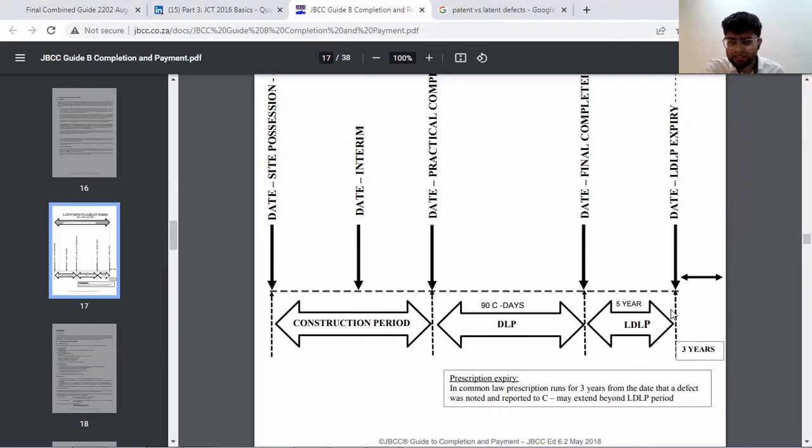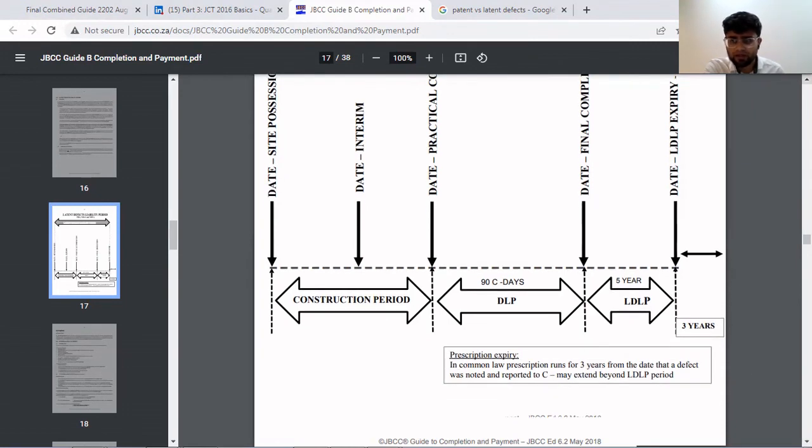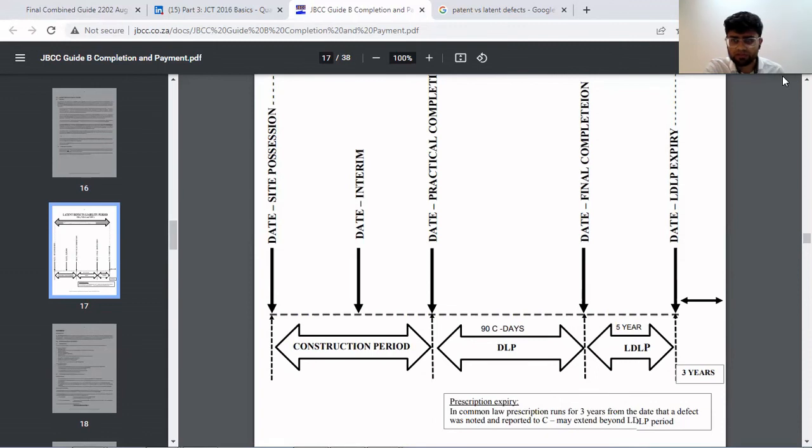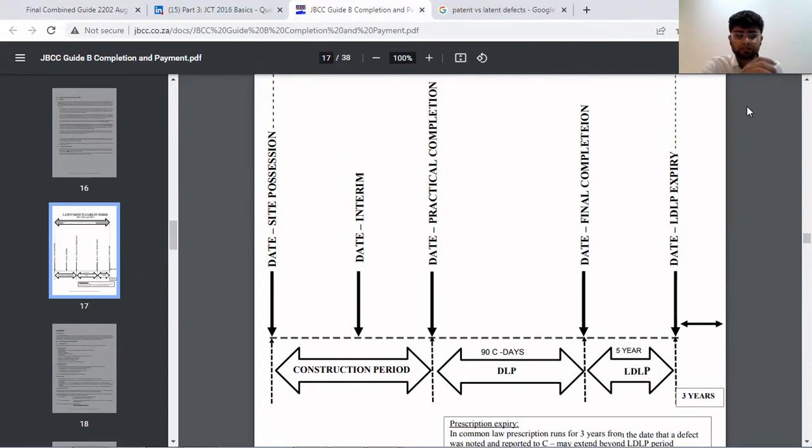You then can see there's another period of 3 years now. And we'll talk a bit later on about what the 3 years is about. But I'm just trying to express here that the diagram I showed you is more or less the same as this one.